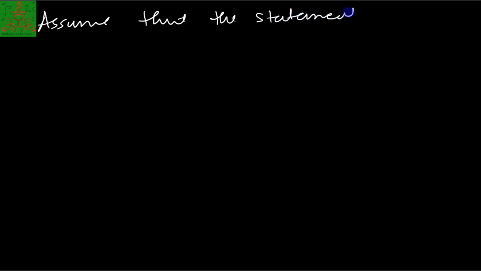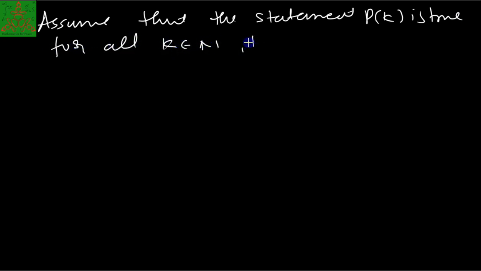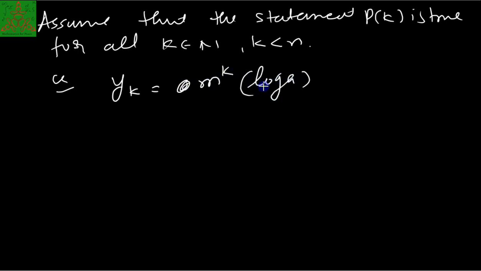The next step is to assume that Pk is true. So assume that the statement Pk is true for all k belongs to N and k is less than n. That means yk we have assumed is m power k log a power k a power mx.